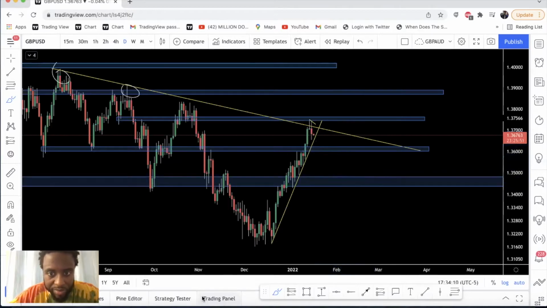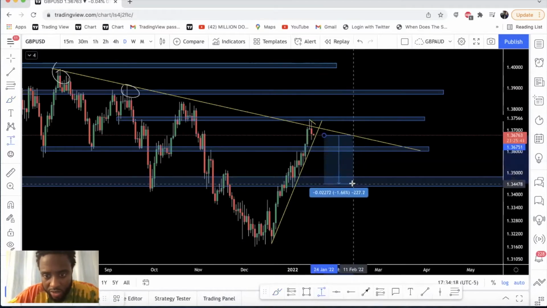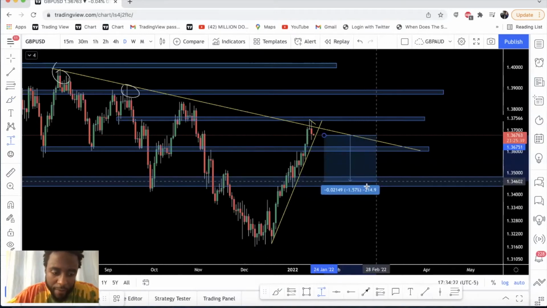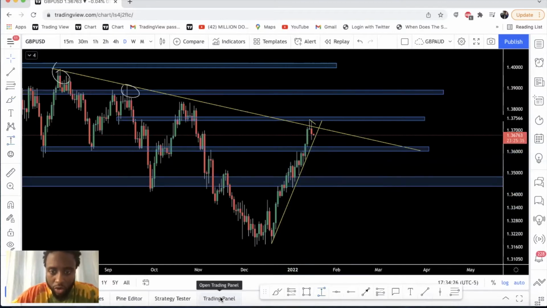This could potentially be a 200, 300 plus pip move. Because even if you're looking at where it's at now to just around this structure, that's about 200 plus pips. So that's my bias on GU: either catch a pullback drop, or look for continued sell off and then look to sell those pullbacks.